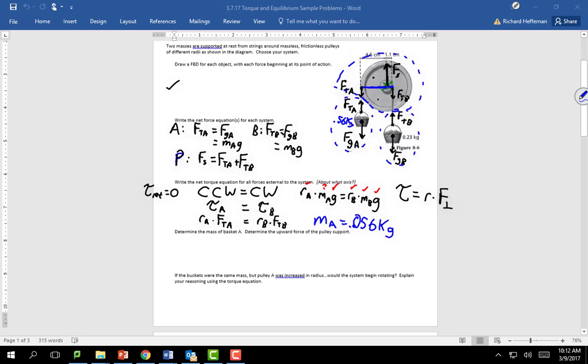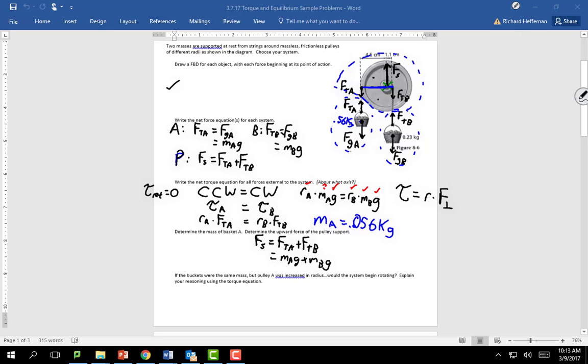Next part, determine the upward force of the pulley support. Any ideas? Is there one of our 1,000 equations that has the upward force of the pulley support in it? Isn't it Fs equals FT? So Fs equals FTA plus FTB. Cool, sounds good to me. And what did we say FTA and FTB was equal to? FGA and FGB. So that's MAG plus MBG. Cool.